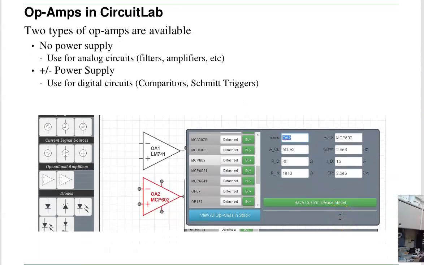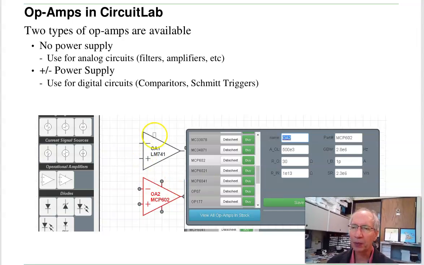In CircuitLab, there are two types of op-amp circuits available. There's an op-amp without plus and minus power, and there's one where you do give it plus-minus power. That really depends upon how you want to use it. If the power supply doesn't matter, such as for analog circuits, you don't have to specify them. If you do care about the power supplies, like digital circuits, then you do have to specify them.